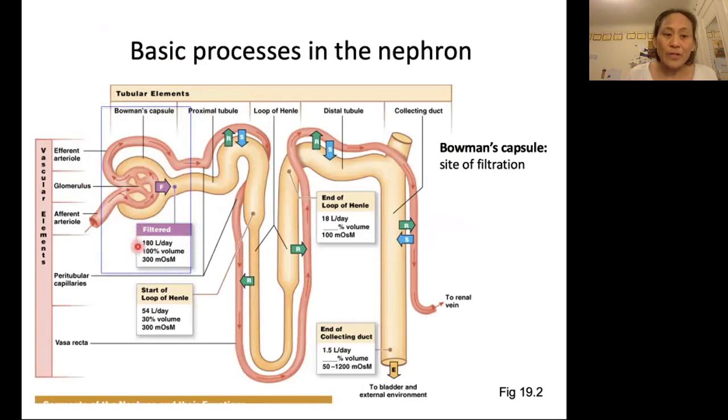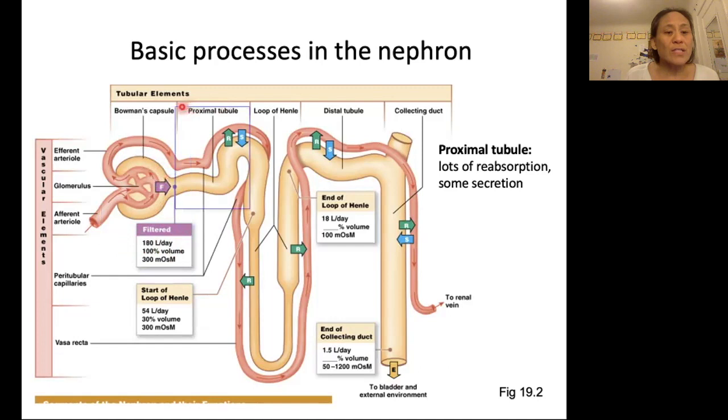As you can see, we filter a lot of fluid from the glomerulus into Bowman's capsule, 180 liters per day, okay? The filtrate is basically very similar to the composition of blood plasma. So it's basically kind of the same, except for there's less proteins. There's basically not proteins in the filtrate. Okay, moving on, the proximal tubule is going to be our main site of reabsorption. So most of the fluid that gets reabsorbed in the nephron gets reabsorbed in the proximal tubule.